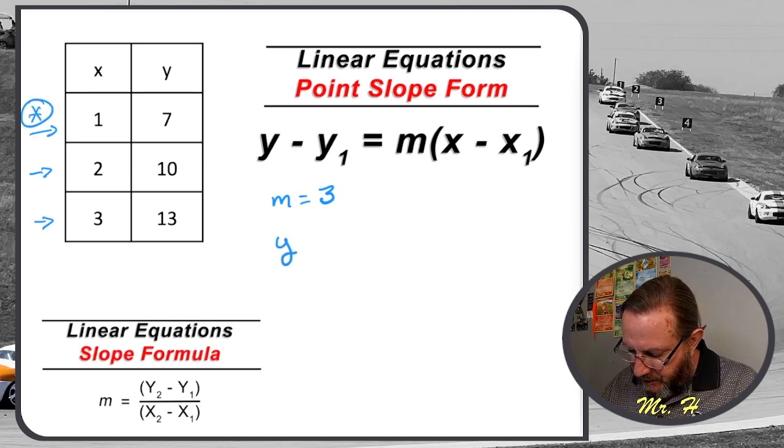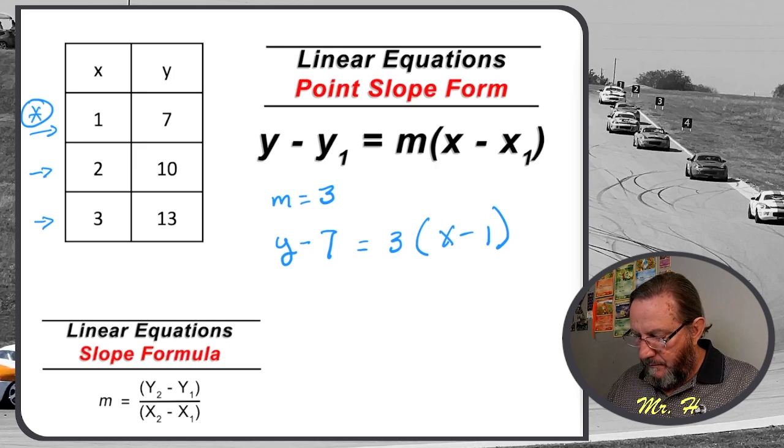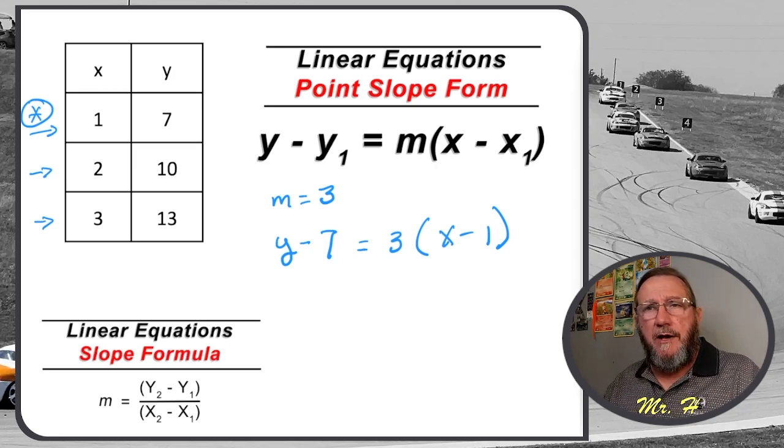Y, remember we don't change that one, minus the y value of your point, 7, is equal to m, which is our slope, times x minus the x value of our point. That's all there is to it. You're just making the substitution. The x and y value out of one of your points and the slope that you found.